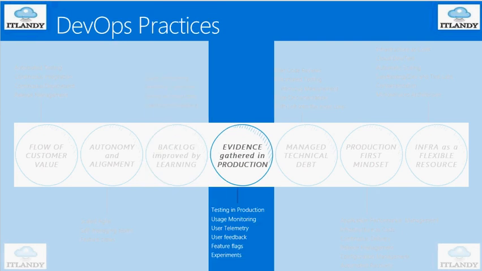Then we move toward evidence capturing gathered from production, which is around testing in production, usage monitoring, telemetry, feedback, again experimenting, the data quality and delivery, the quality set of metrics. Again, it involves heavily experimenting, getting feedback and improving.